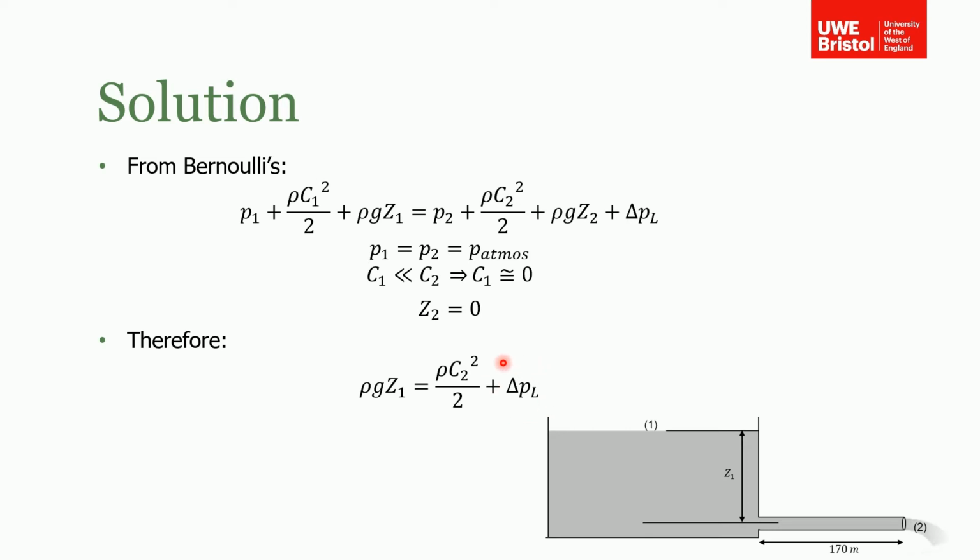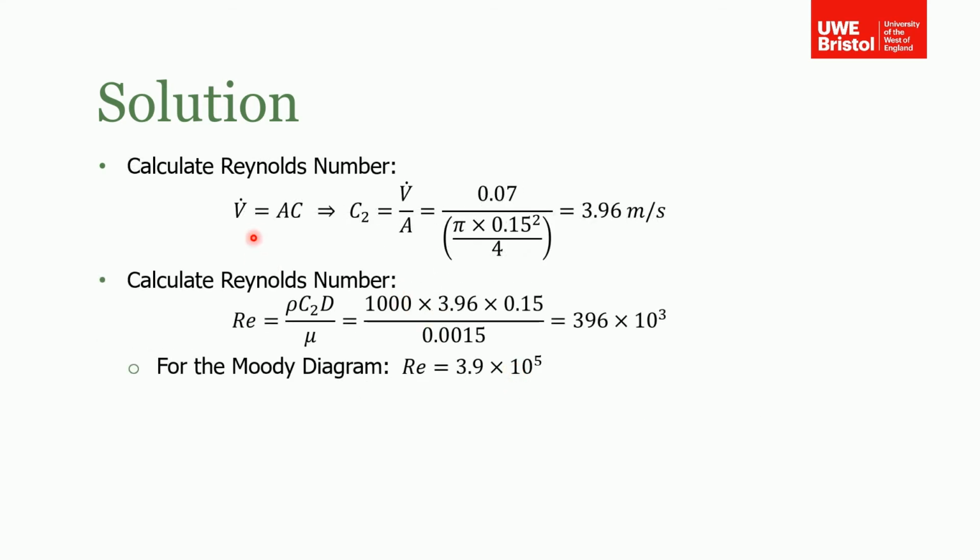This is a type 1 problem because we just need to calculate the pressure loss, and we know the volumetric flow rate, so we know the velocity, and we also know the pipe diameter. The first thing is to calculate the Reynolds number, but to do that we need to know the velocity. From the volumetric flow rate and the diameter of the pipe, we can calculate the area, which gives us a velocity of 3.96 meters per second. Put that into the Reynolds number along with the fluid properties and pipe diameter, and that gives us a Reynolds number of 3.9 times 10 to the 5.